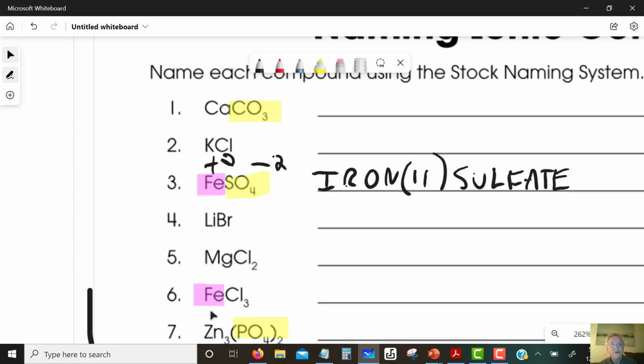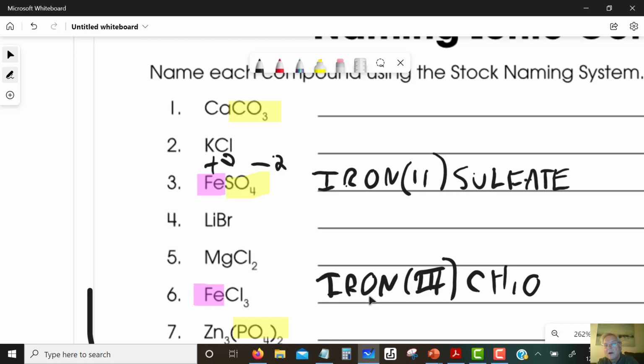I kind of do a reverse crisscross here. Well, what is the oxidation state on iron? Well, it had to be a 3 since there's a 3 down here. So this was iron, Roman numeral 3, and for the chlorine, it always has a -1 oxidation state, and it's married, so it's called iron 3 chloride.